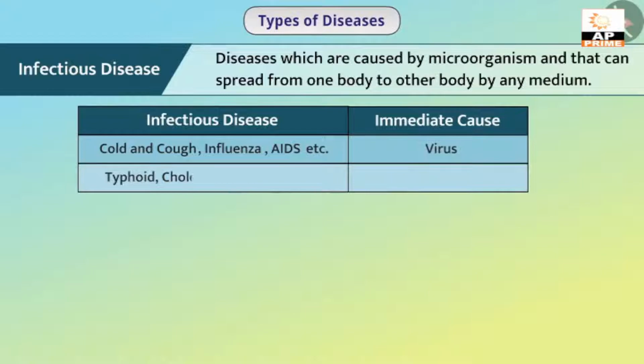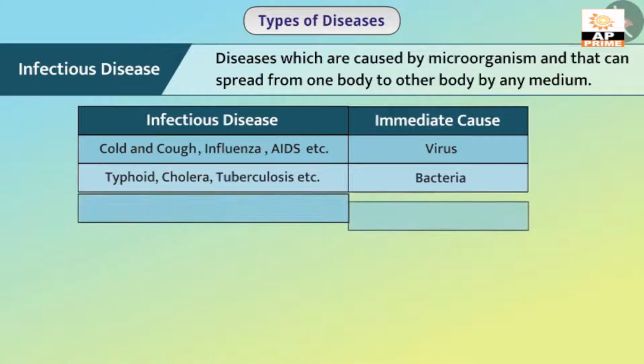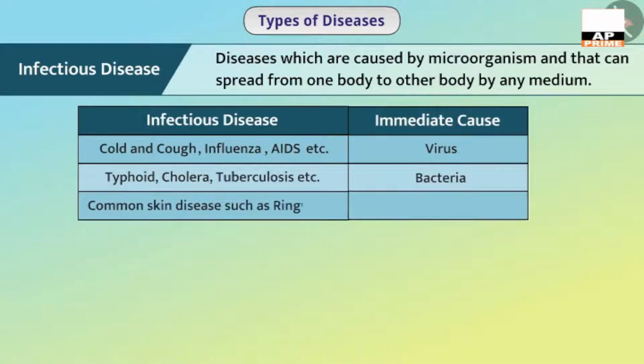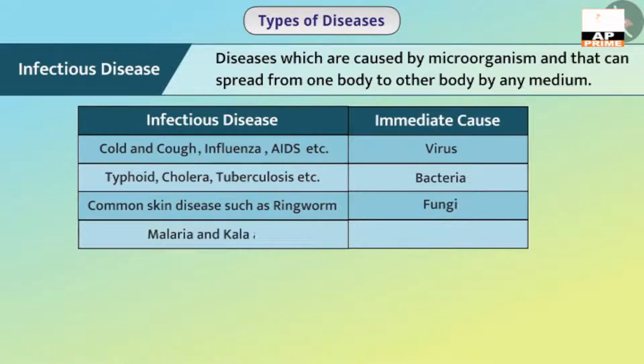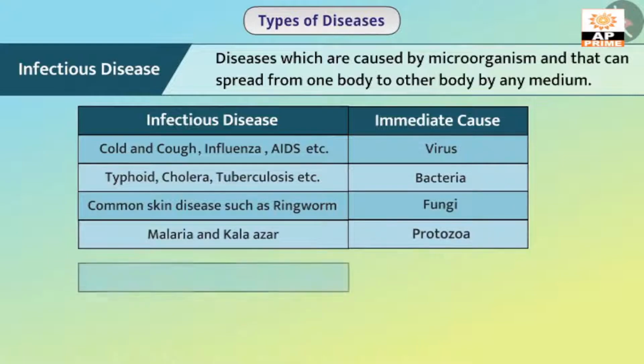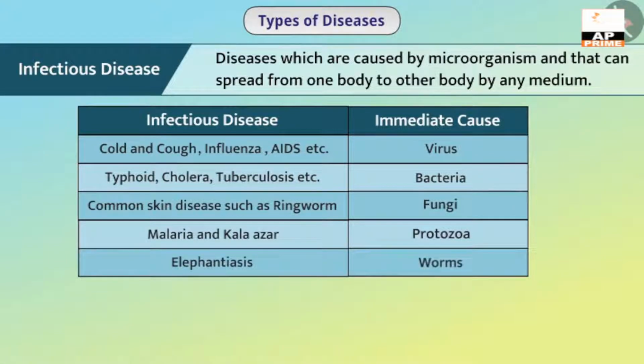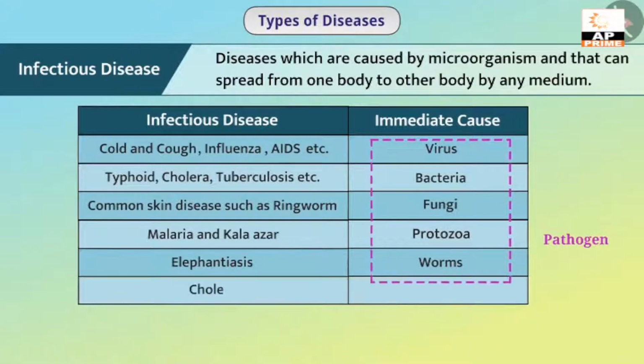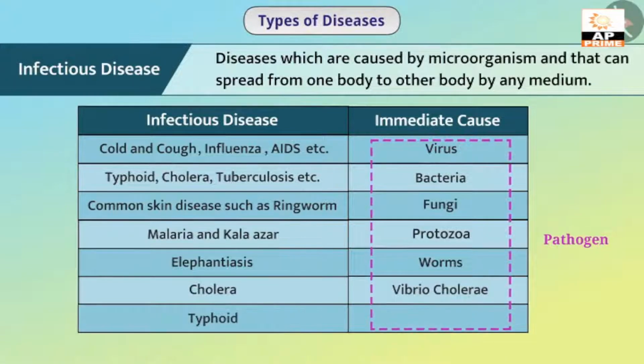Typhoid, cholera, tuberculosis, and many more are caused due to bacteria. A common skin disease such as ringworm is caused due to fungi. Malaria and Kala Azar are caused due to protozoa. Elephantiasis is caused by worms. The microorganism that causes the disease is called the pathogen of that disease. For example, the disease cholera is caused by the pathogen Vibrio cholerae, and typhoid is caused by Salmonella typhi.